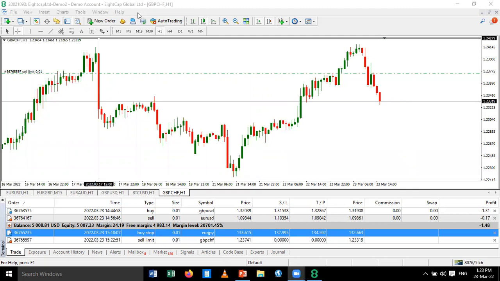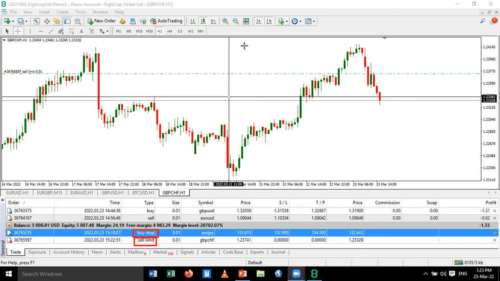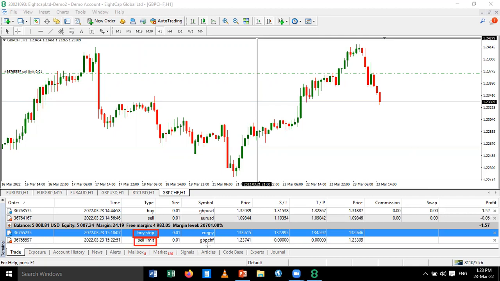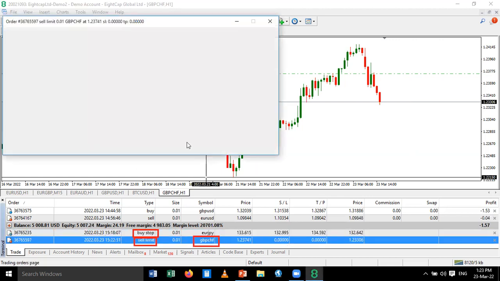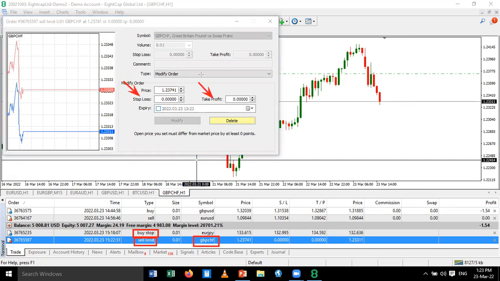Now I already have two pending orders below. The first one is buy stop, which I have here. Then I have another one below, sell limit, which is this one I just placed now. So I have to click on this one, which is GBP CHF. Let me highlight it. This is the name of the currency pair, GBP CHF being highlighted. I double click on it, it brings up this modify box. Now for the stop loss and take profit, stop loss is here, take profit is here.